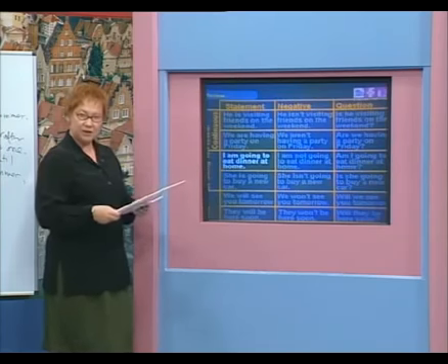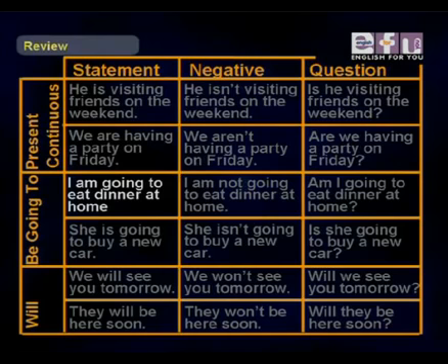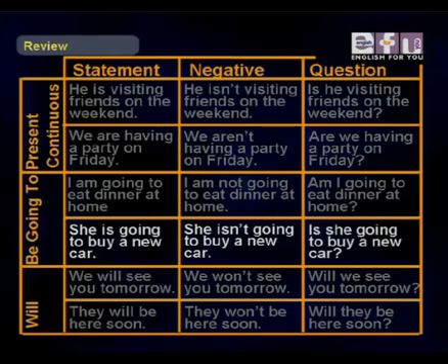Now, with be going to, we also have, I am going to eat dinner at home. I am not going to eat dinner at home. Am I going to eat dinner at home? Another example, she is going to buy a new car. She isn't going to buy a new car. Is she going to buy a new car?